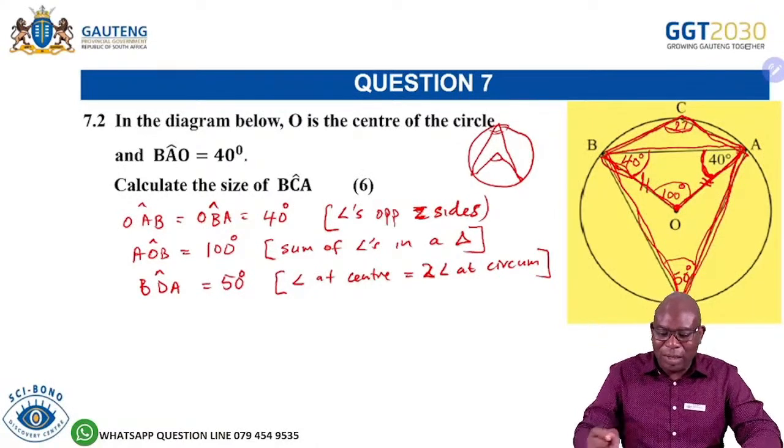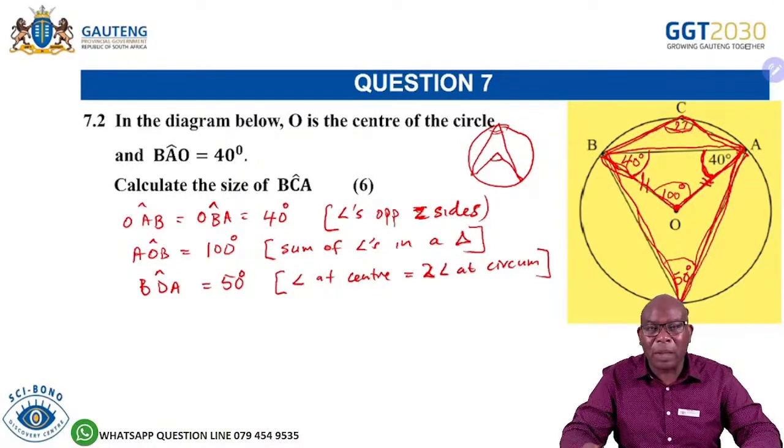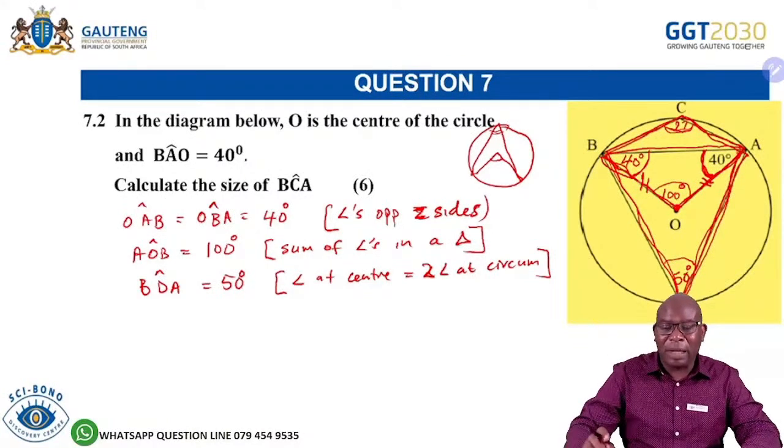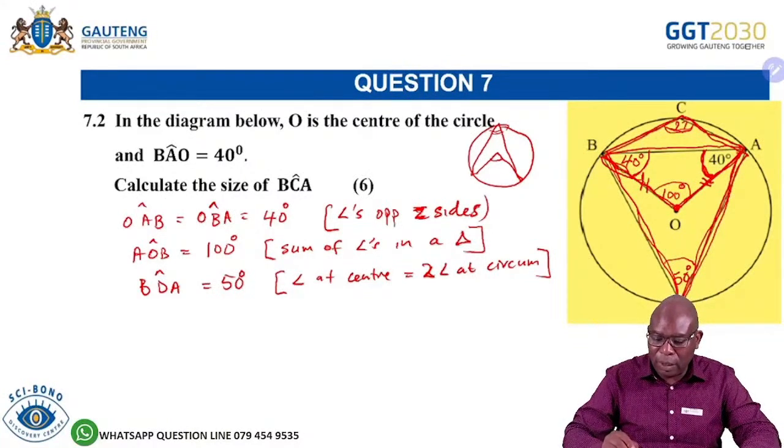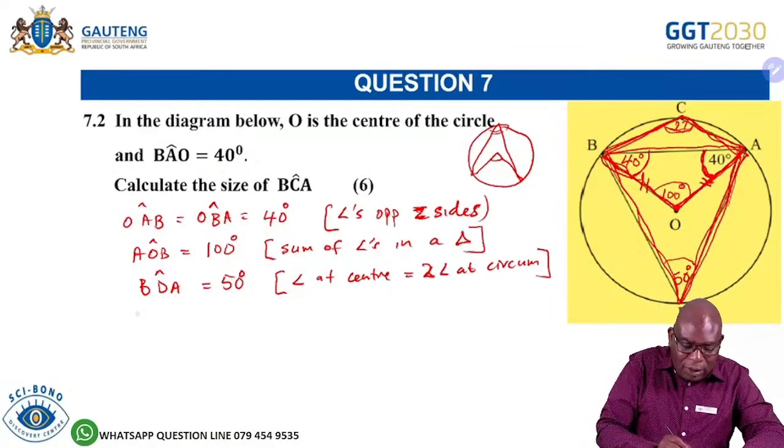So can you see the first one was the line from the center of the circle. We have done the question on that. The second one was angles opposite equal sides. The third one was opposite angles of a cyclic quad are supplementary. Therefore, angle BCA will be equal to 130 degrees.